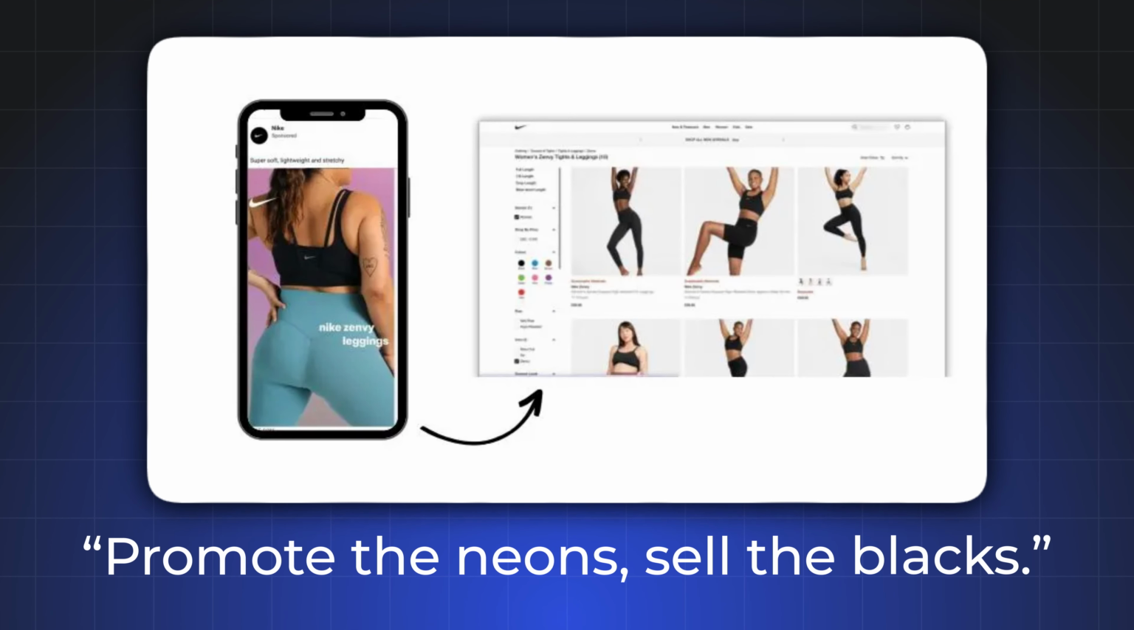A great example of this is actually Nike, which sums it up perfectly: promote the neons and sell the blacks. And what does that mean? Well, it's as simple as the phrase is. You use the most eye-catching products, the neon shoes, for example, to draw the customers into the store. And these are usually your best sellers, even if they aren't the most profitable. But once they're in your store, you can upsell them on the blacks, the more boring products that maybe don't grab as much attention, but do bring in the higher profit margins.